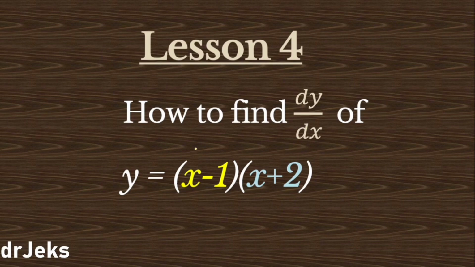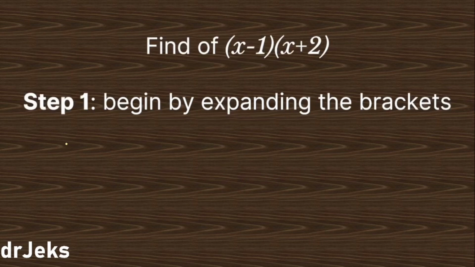For example, in this case, we have y equals (x minus 1)(x minus 2). We notice that in the earlier ones, they were simple expanded brackets. So in this case, we need to go backwards. We need to first start by expanding the brackets. Remember, to expand the brackets, each term multiplies the other term in the next bracket. So this x will multiply the x and will also multiply the plus 2. The minus 1 will multiply x and will also multiply the positive 2.